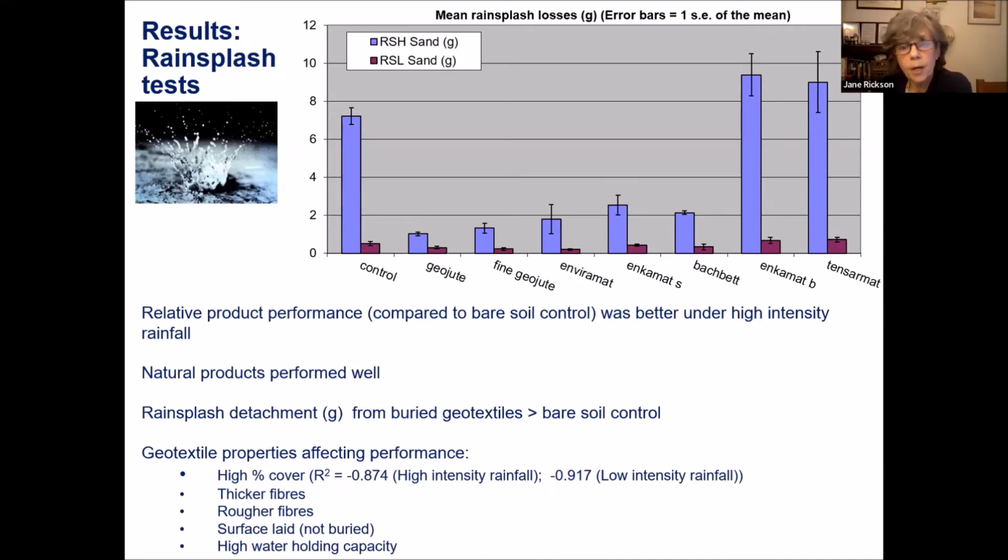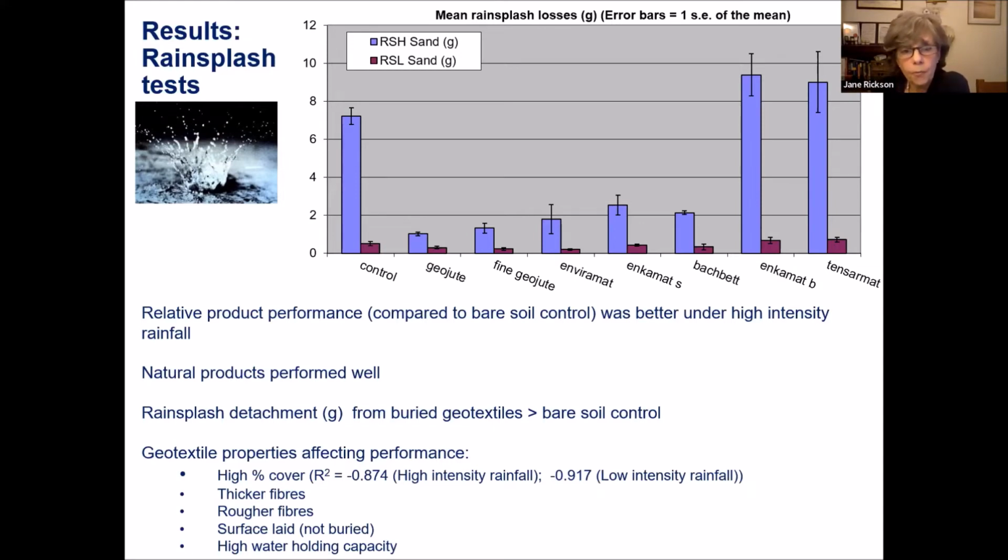What we were very surprised at is that at the high rainfall intensity, the buried products, the encamat and the tensile mat, buried products, gave soil loss higher than we were getting in the control. And that was very, very surprising and a little worrying. So the relative product performance was better under the high intensity rainfall. So that implies that geotextiles work better under the high rainfall intensities.